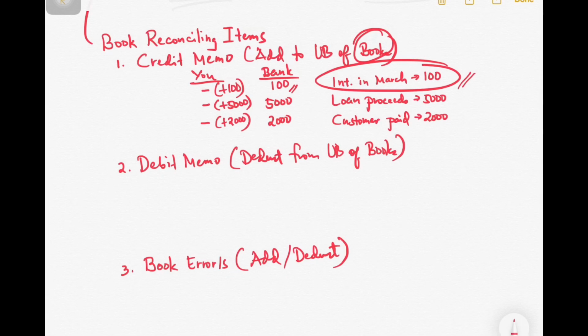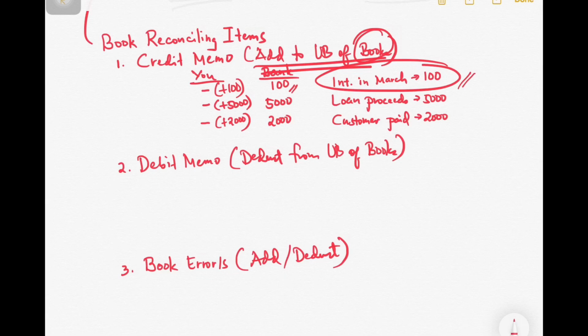Okay? And this is the reason why credit memos are added in your books to the unadjusted balance of the book. These credit memos. Okay? So these are examples of credit memos. Number 1, interest from your investment. Next is loan proceeds. After your loan was approved, you get the money, and then whenever a customer paid to the bank instead of you. Problem is, you will be notified of these things next month, but they in fact happened this month. So they should be recorded this month. So they are called credit memos. Credit memos are added in the books.